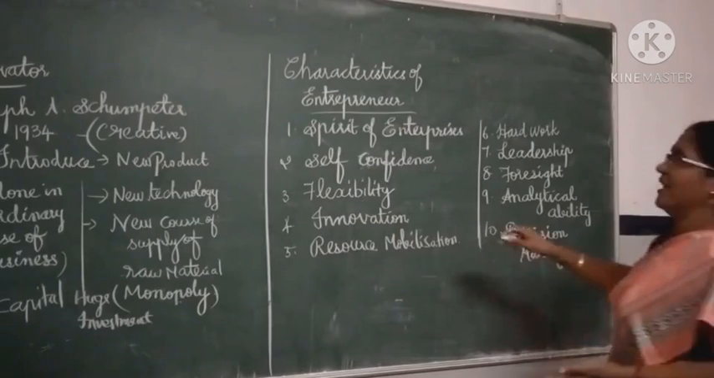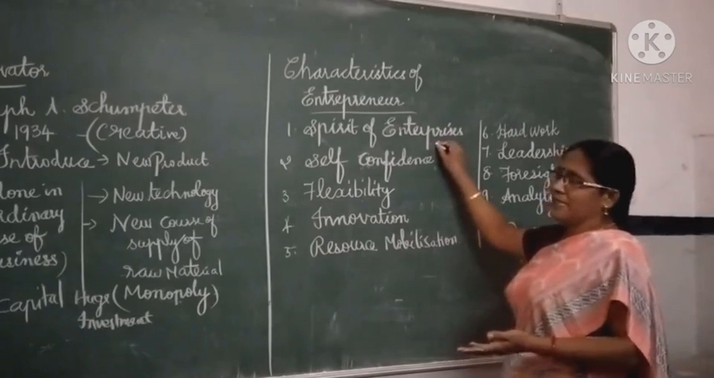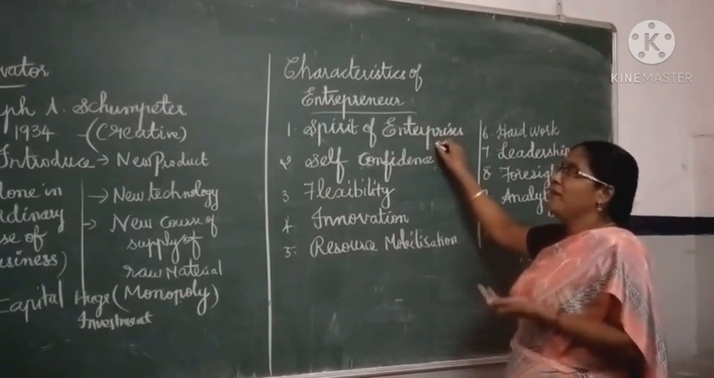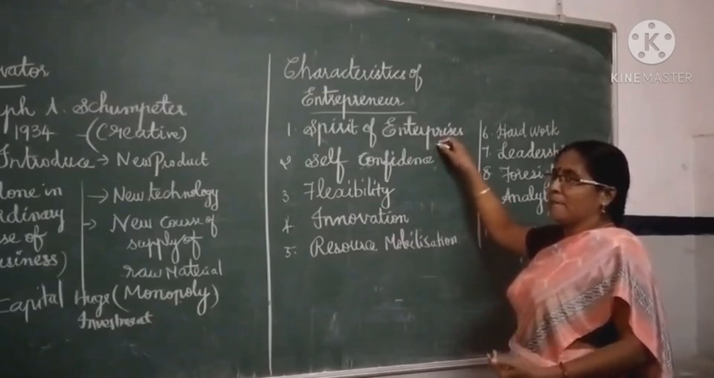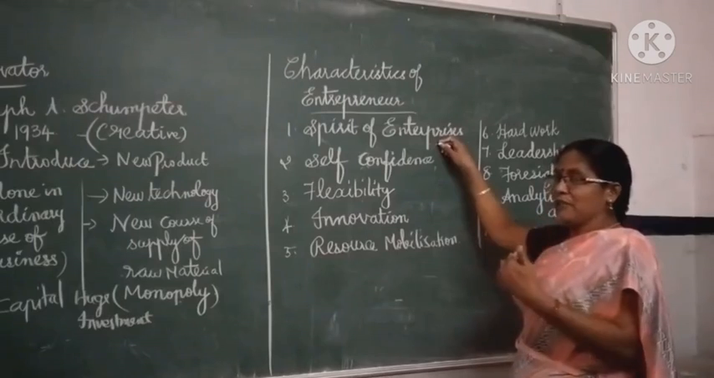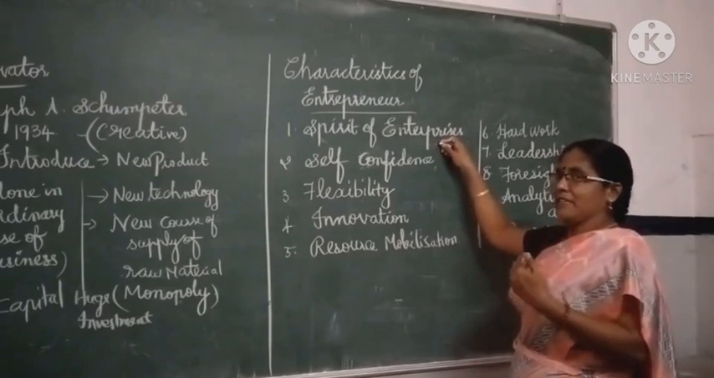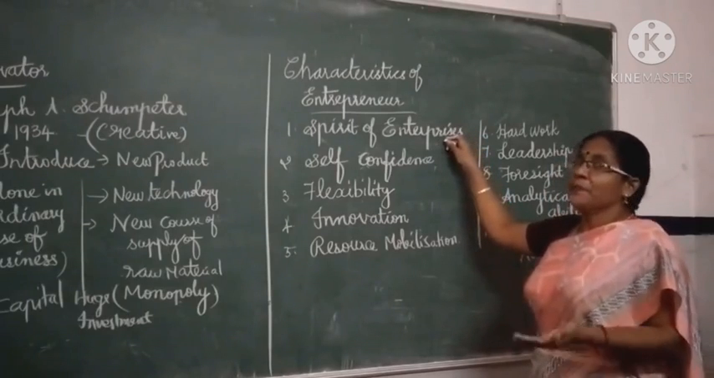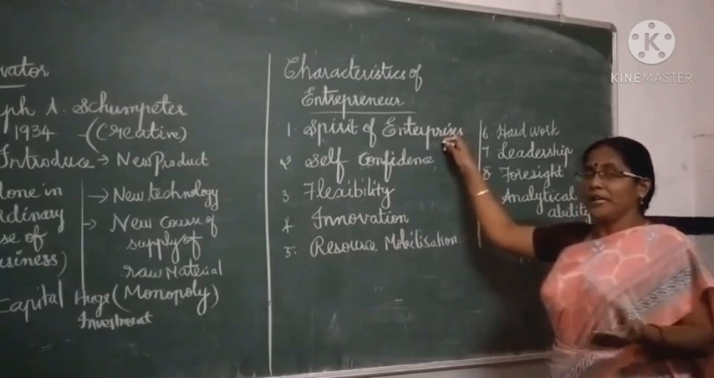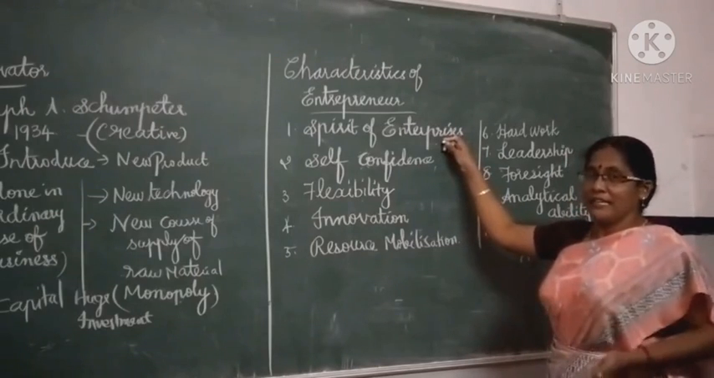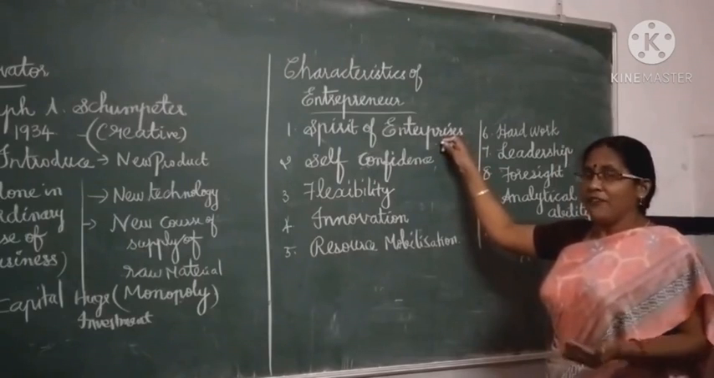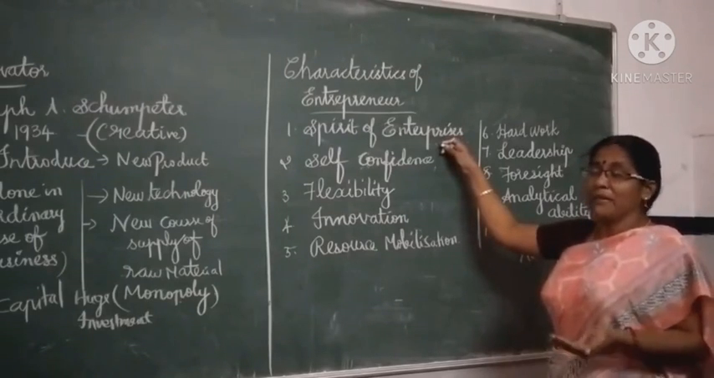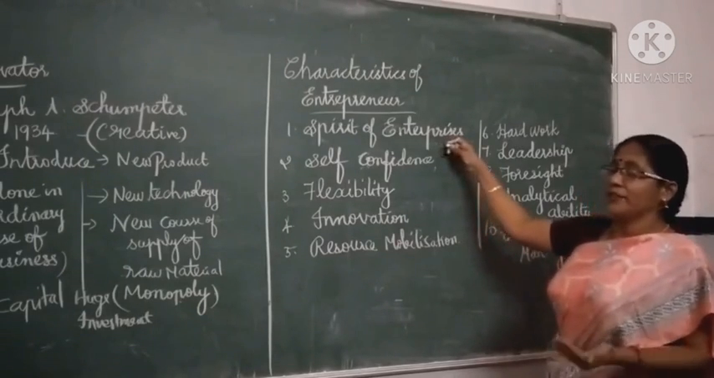We have to take a resolution as soon as we start the business enterprise. After 5 or 6 years, my assets will be worth rupees 5 lakhs or 10 lakhs, and I will own the business. Initially you are going to start the business in rented premises. After 5 or 6 years, I am going to buy this same building. That kind of self-confidence is needed.